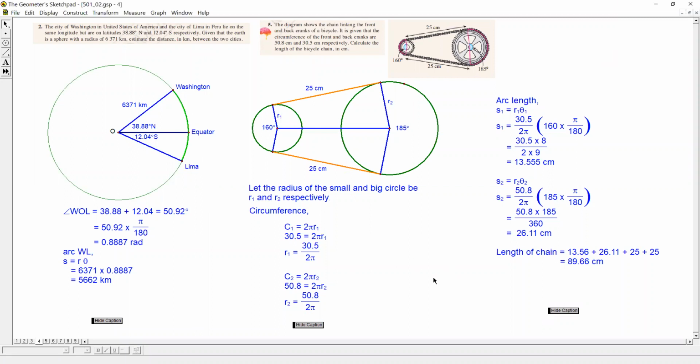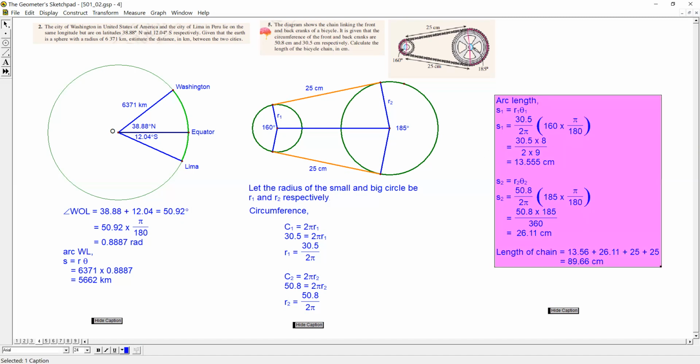Okay, can you hear me? Can you see the Geometer's Sketchpad? Yes, teacher. Yes, can see and can hear. Okay, right. So we come back to this.